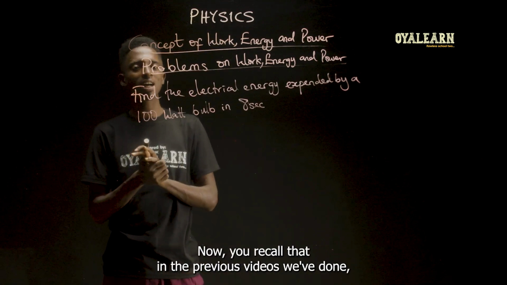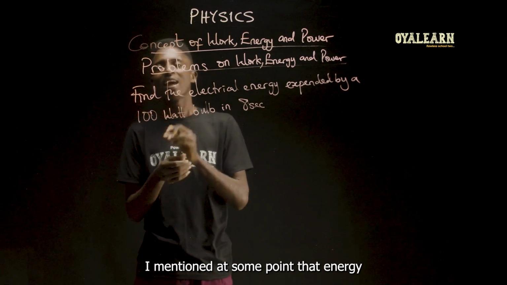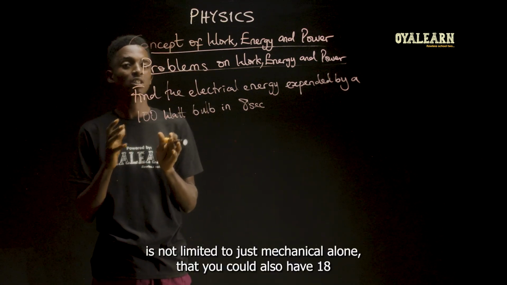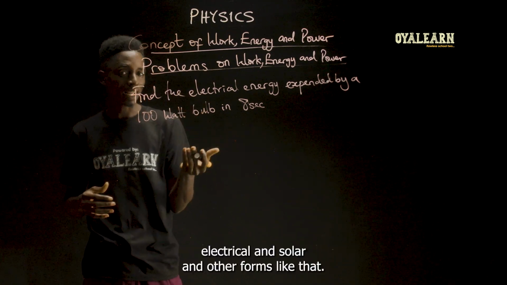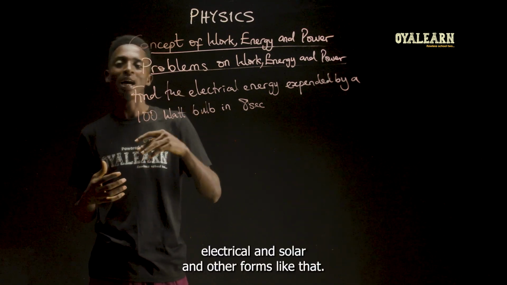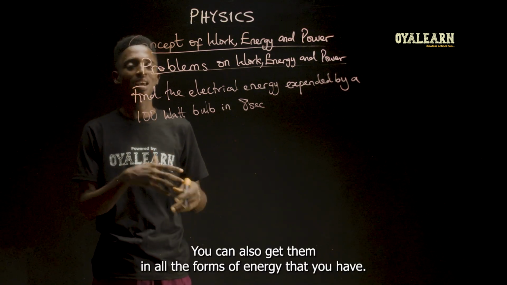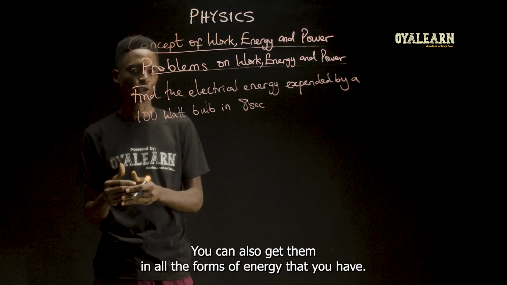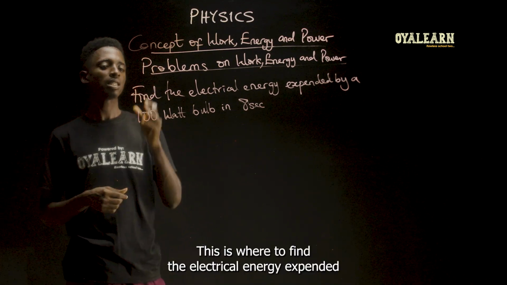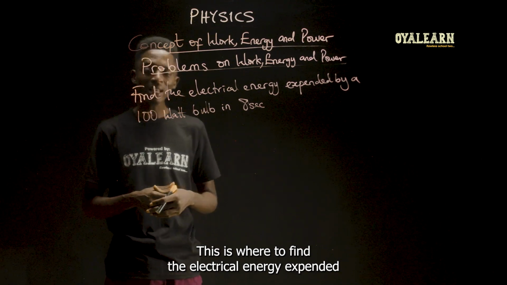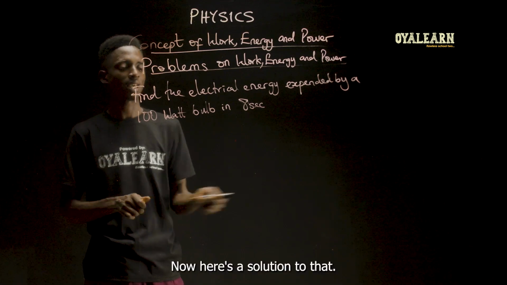Now you recall that in the previous videos we've done, I mentioned at some point that energy is not limited to just mechanical alone, that you could also have it in electrical, in solar, and other forms like that. And the same thing applies to power. You can also get them in all the forms of energy that you have. Now, this is a question that stems from that. This says we are to find the electrical energy expended by a 100-watt bulb in 8 seconds. Now, here's the solution to that.